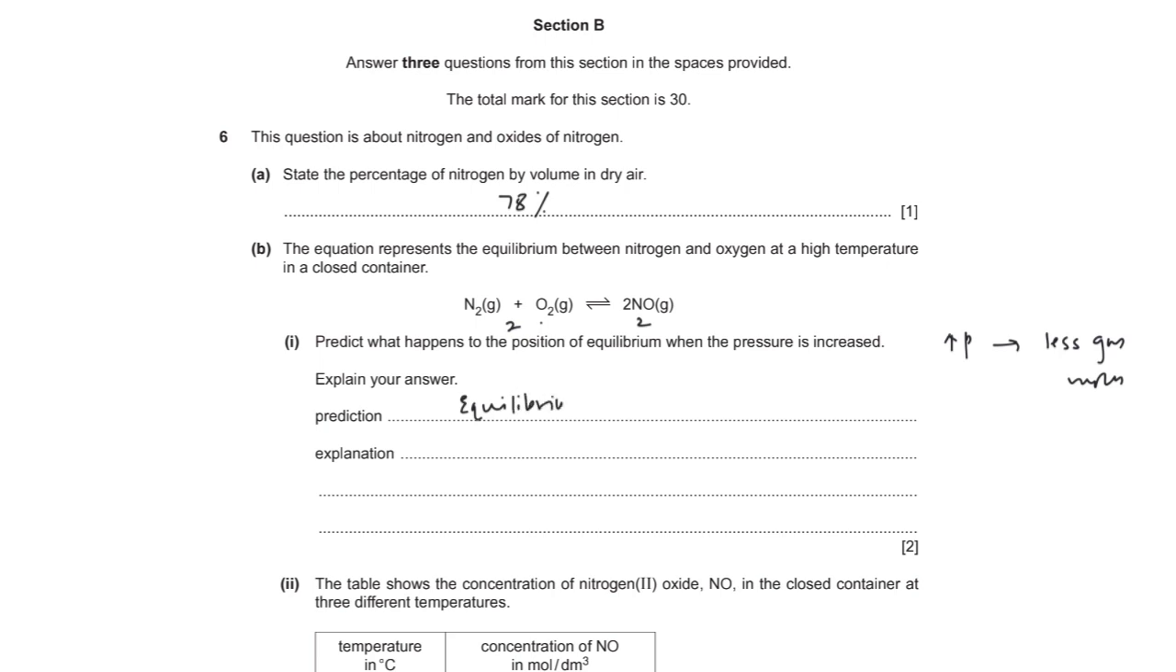You can say the position of equilibrium will have no effect. Equilibrium position would not change. Equilibrium position will not be affected, will have no effect. Now you have to write the explanation, because there are equal numbers of gas moles on both sides.